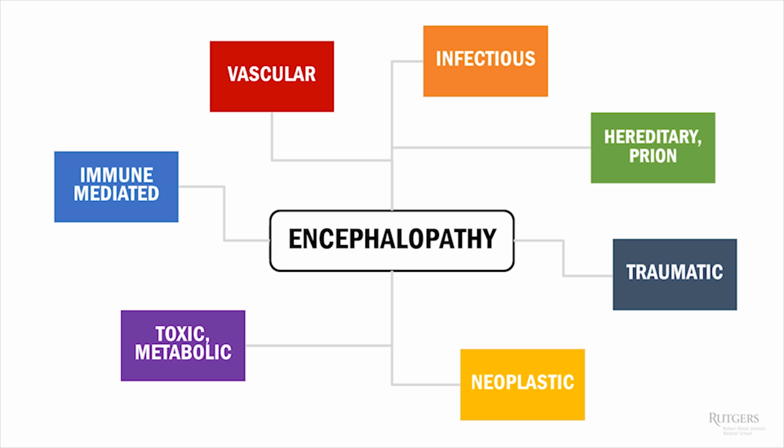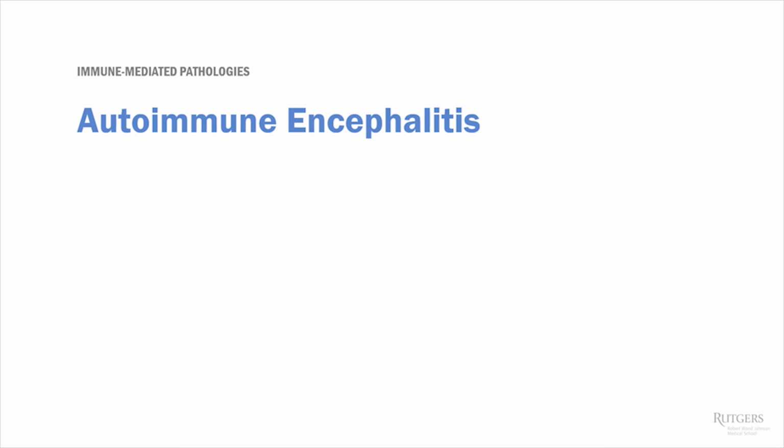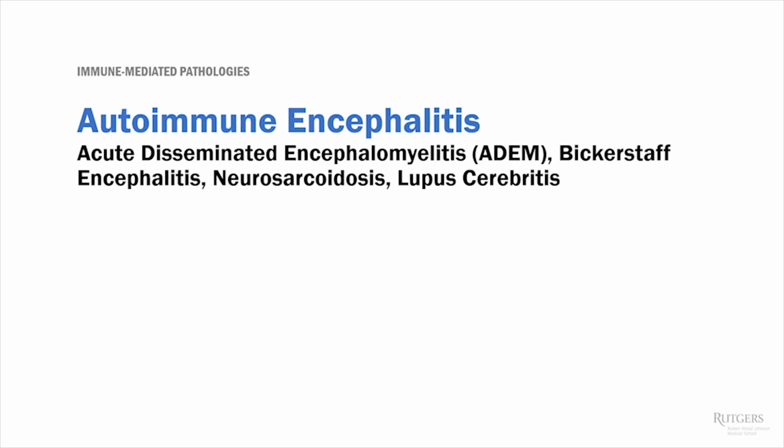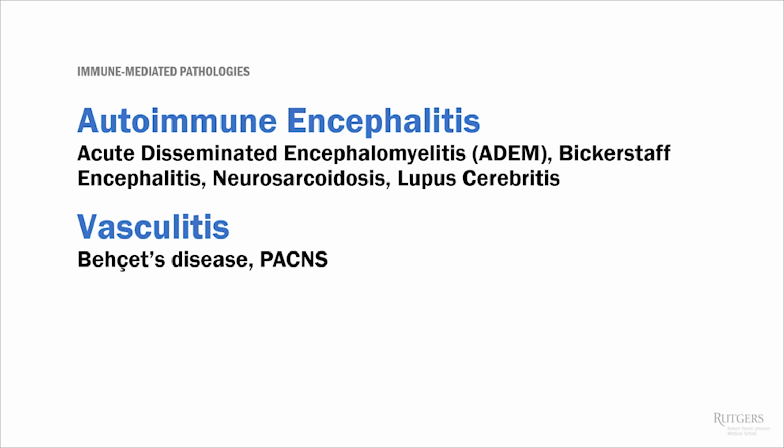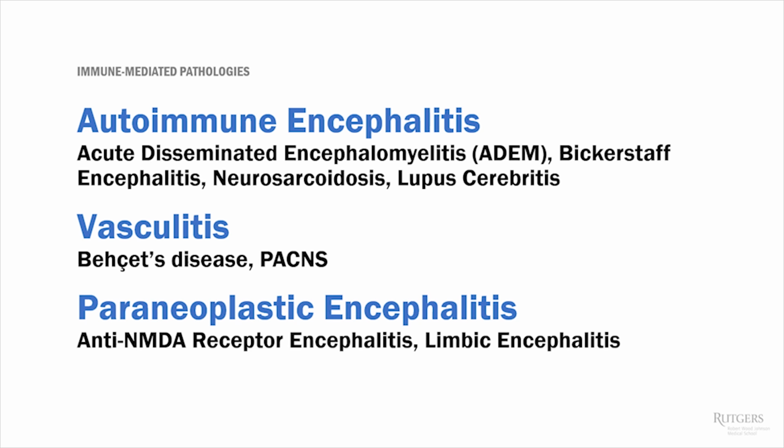Finally, let's wrap up the pathologic differential with the discussion of immune-mediated disorders. When it comes to immune-mediated comas, we're talking about autoimmune encephalitides like acute disseminated encephalomyelitis, ADEM, Bickerstaff encephalitis, neurosarcoid, and lupus cerebritis. Vasculitides like Behçet's or primary angiitis of the central nervous system are also under this category. And paraneoplastic disorders like anti-NMDA receptor encephalitis and limbic encephalitis, where an underlying malignancy triggers autoimmune damage to the CNS. A lot of itises, and I'm tired from saying all of them, but let's move to the cases.